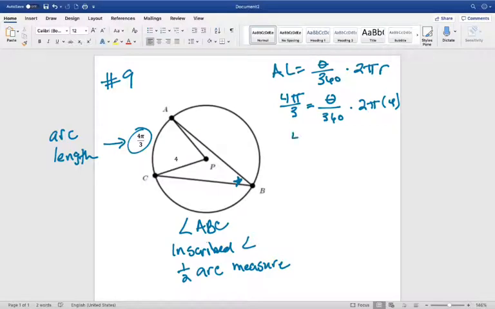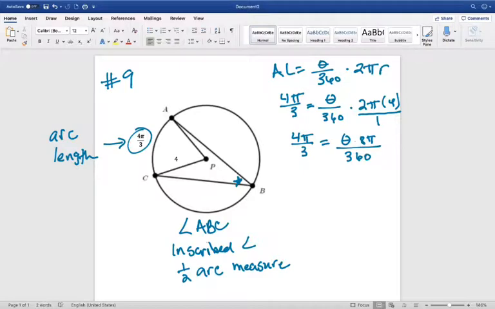I'm going to leave the left-hand side alone. So 4 pi over 3 equals. Over here, understand that this is just over 1. And when you multiply fractions, you multiply the numerators together and you multiply the denominators together. So this is going to end up being theta times 8 pi all over 360.